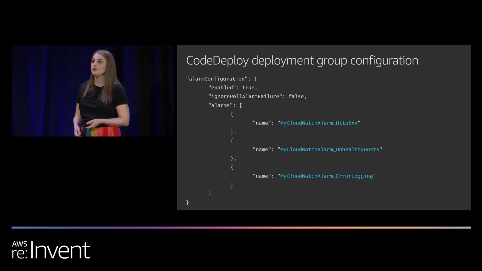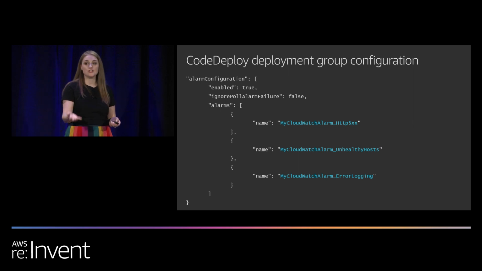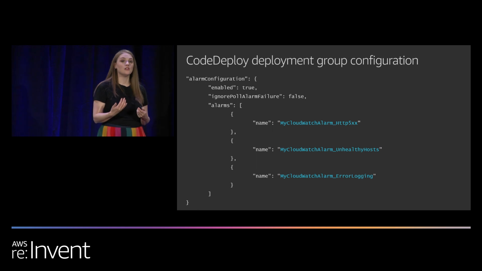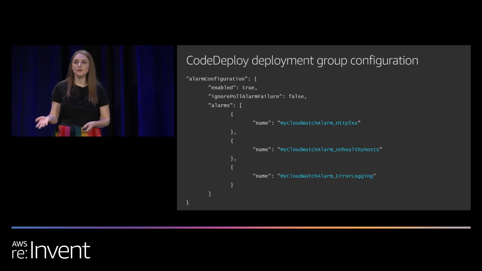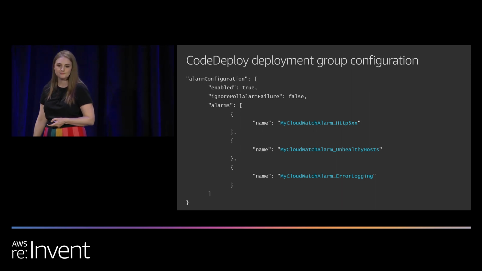So in order to do that, you create a CodeDeploy deployment group. This basically tells CodeDeploy what ECS services you want to deploy to, and you can also specify what CloudWatch alarms you want to monitor. So if at any point any of these go into alarm, CodeDeploy is going to roll back and get you back to the last known good state.